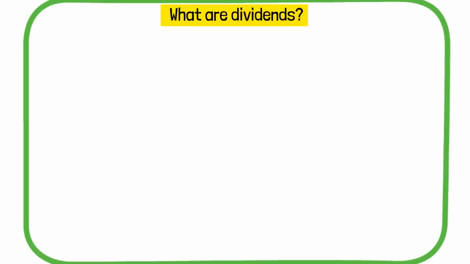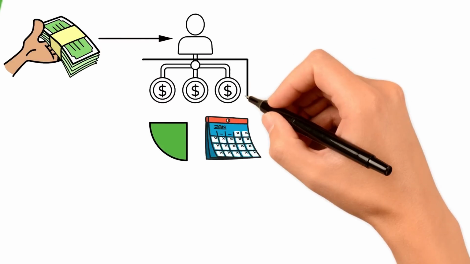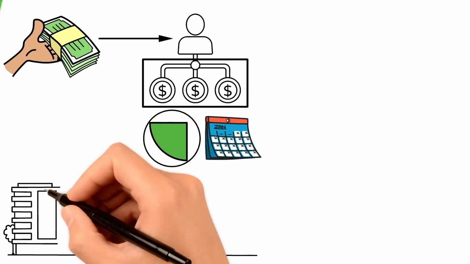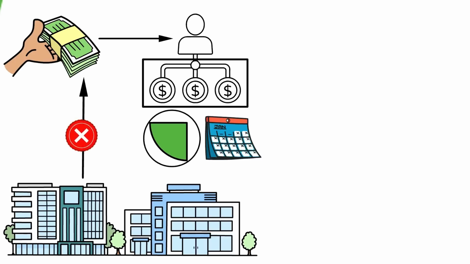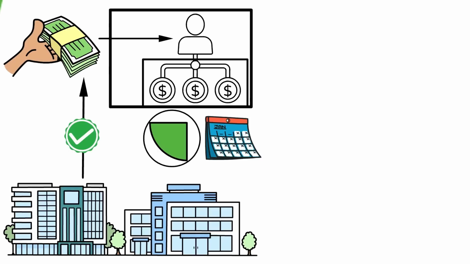Let's start with the basics. What are dividends? Dividends are payments that companies make to their shareholders, typically on a quarterly or monthly basis, as a way of sharing profits. Think of them as a reward for owning a piece of the company. Not all companies pay dividends, but those that do, often stable, well-established firms, can provide a reliable income stream.